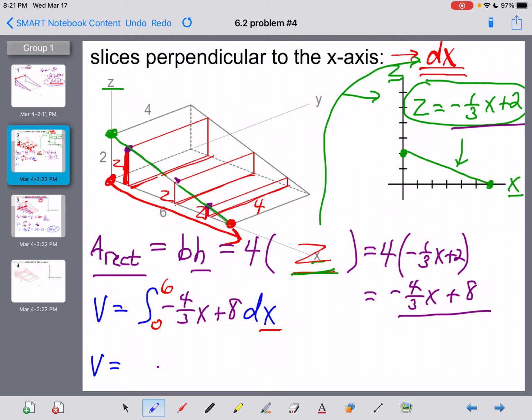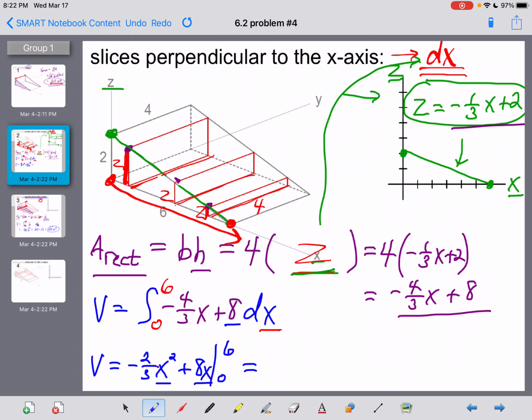So anti-differentiating right here, that is going to become an x squared divided by that new exponent. That's going to get us a -2/3 x squared plus an 8x, all evaluated from 0 to 6. So what's that going to do for us, guys? Negative 2/3, 6 squared is going to be 36. I'm sorry, I forgot an x right there on my 8. Antiderivative of the 8 would have been an 8x.